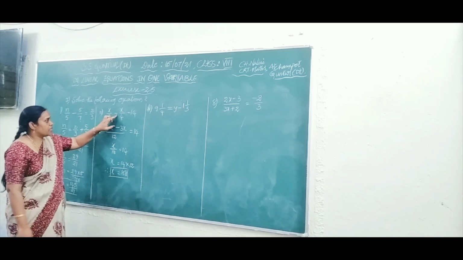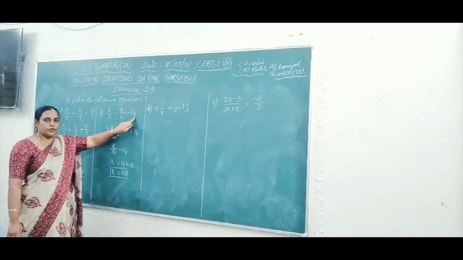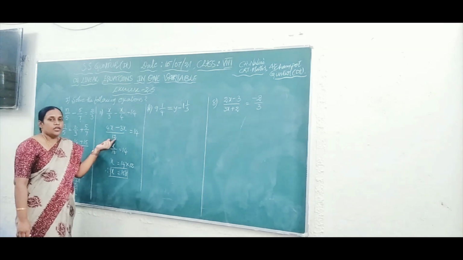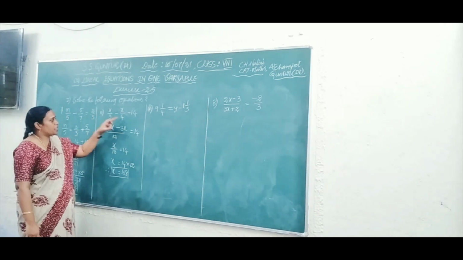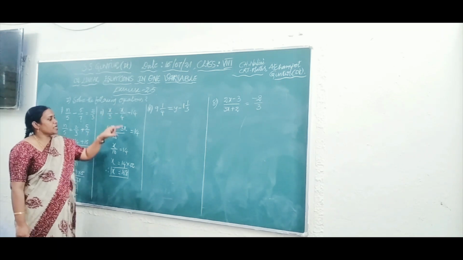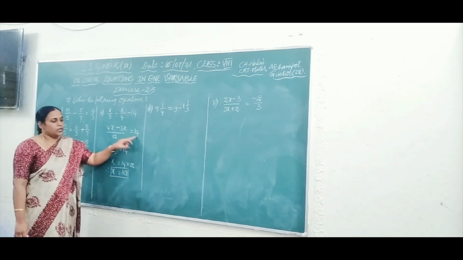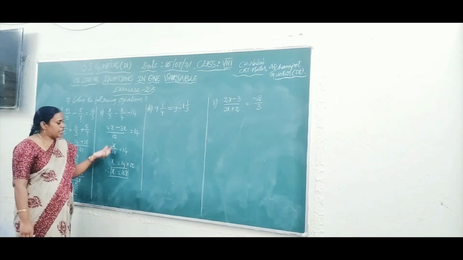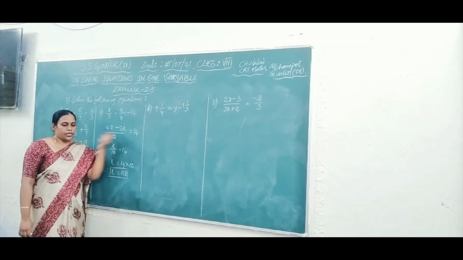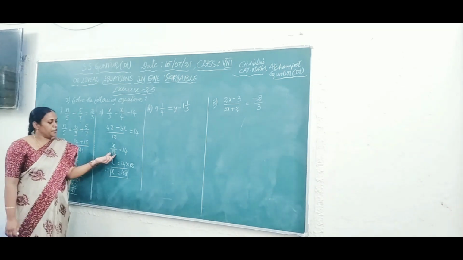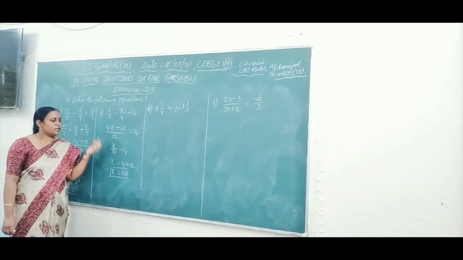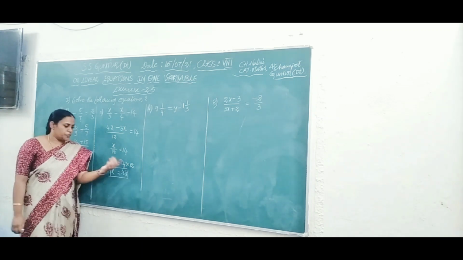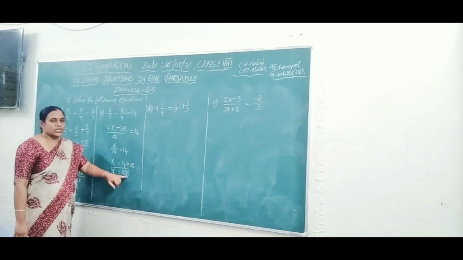Now taking the LCM of 3 and 4, we get 12. Now cross multiplication: 4x minus 3x is equal to 14. 4x minus 3x, how much? 1x, that is x by 12 is equal to 14. Now this is in division position, so by multiplying we get 12. Therefore x is equal to 14 into 12. 14 twelves are 168. This is the value of x for this problem.